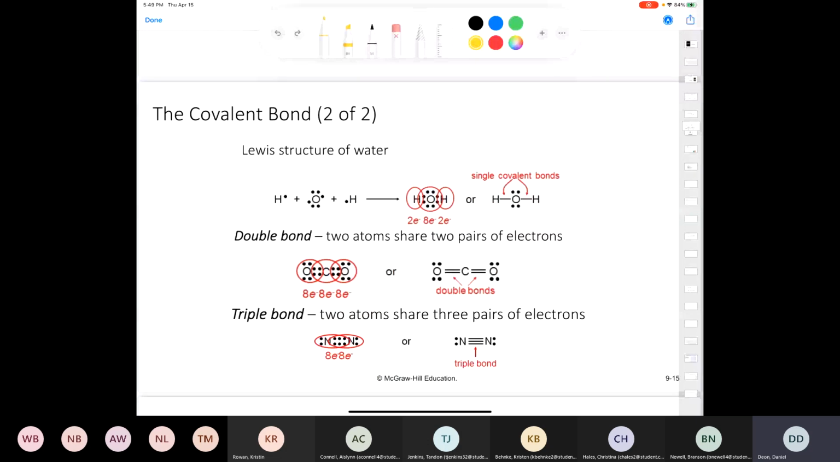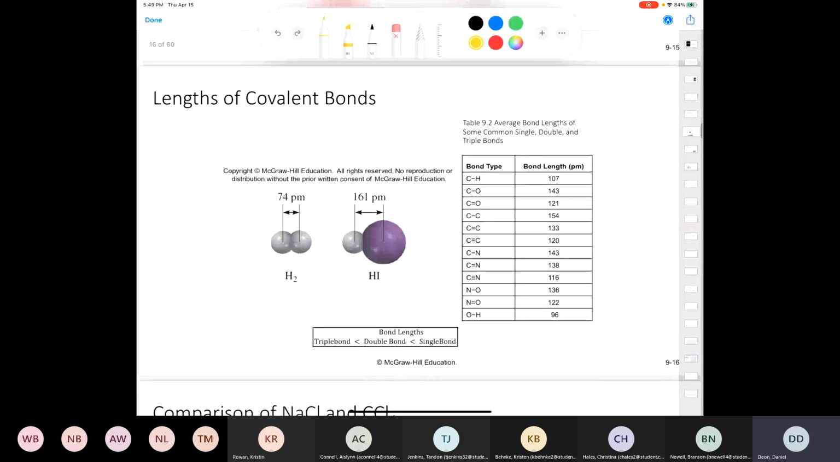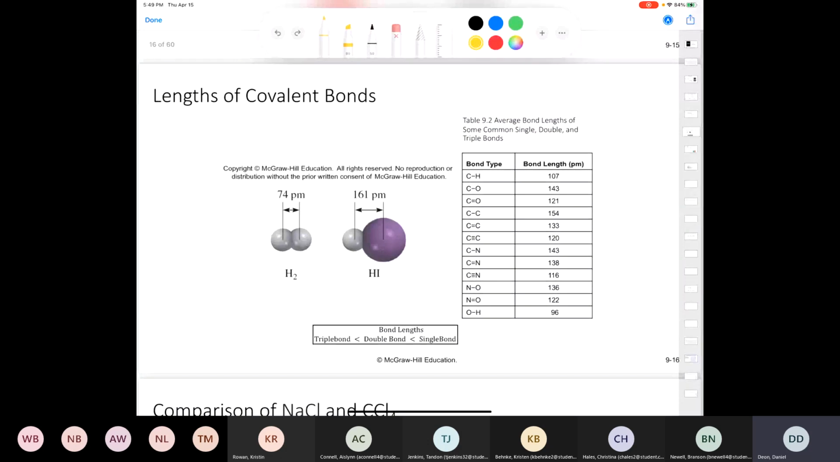This is a slide where I did the treatment on the previous slide, where we looked at water, carbon dioxide, and nitrogen. But anyhow, let's talk about the lengths of covalent bonds.